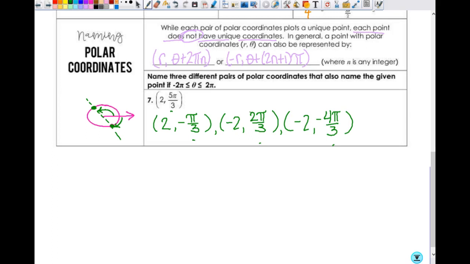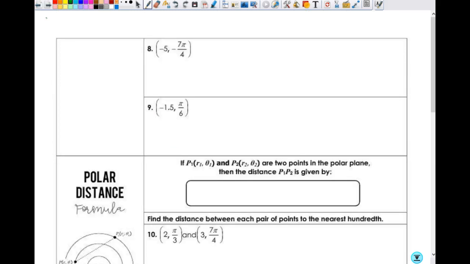Right, exactly. And that's why the picture helps, so you can get an idea of where you are. Otherwise, if you're just trying to picture it in your head, it gets confusing. All right, let's do one more together, and then you're going to do some.